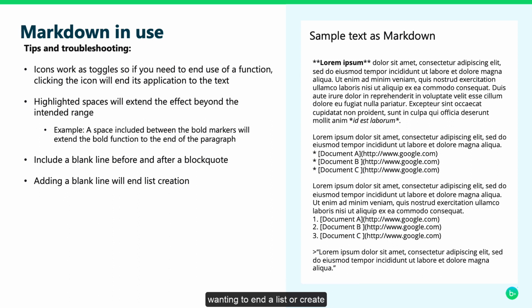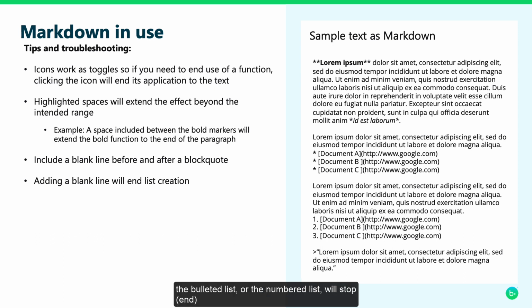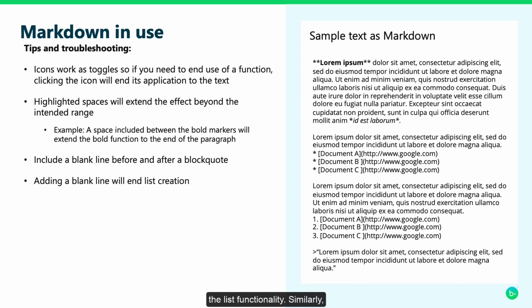If you are wanting to end a list or create a block quote, adding a blank space at the end of either the bulleted list or the number list will stop the list functionality. Similarly, there must be a blank space before and after a block quote, represented by the larger than sign here, in order for the block quote to appear correctly.